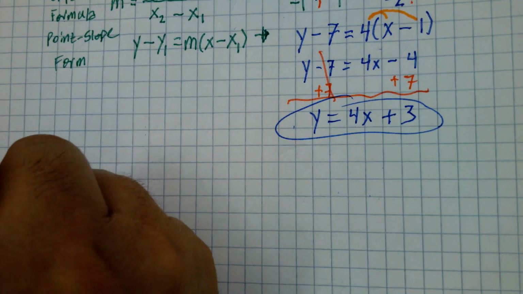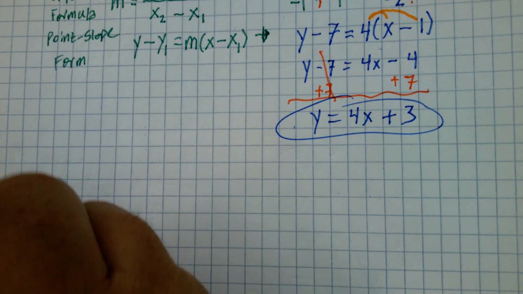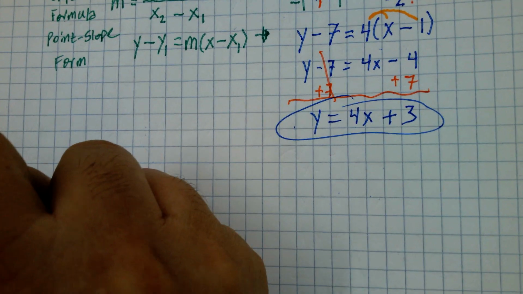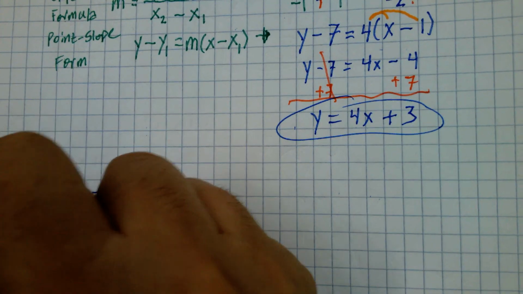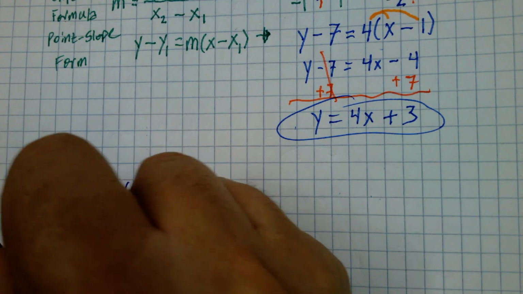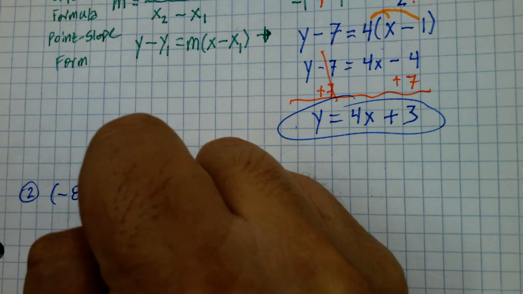Number 2. We'll go quicker with this one too, because we won't write all the formulas. So this time we're going to have the ordered pair -8, -1, and -4, -4.